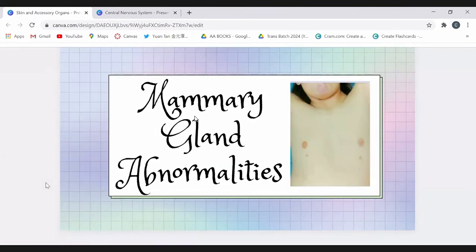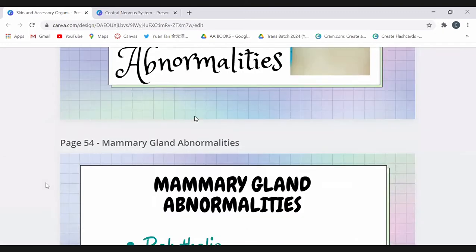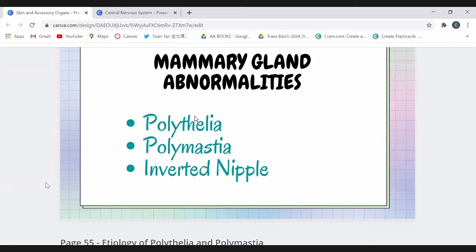Next slide, please. We now move on to the mammary gland abnormalities. Specifically, we will be talking about the polythelia, polymastia, and the inverted nipple.